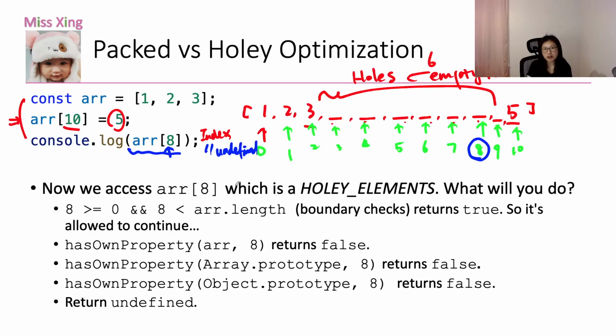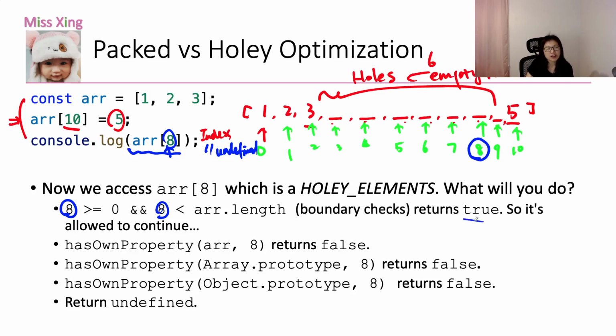But as a developer, if you implement V8, what will you do? You're gonna do some checkings. First we'll check the length, whether index 8 is greater than 0 and 8 is less than the array length. Otherwise, it's the boundary check, right? If it returns true, then we can continue. If not, then we can directly give undefined, because it's beyond the boundary.